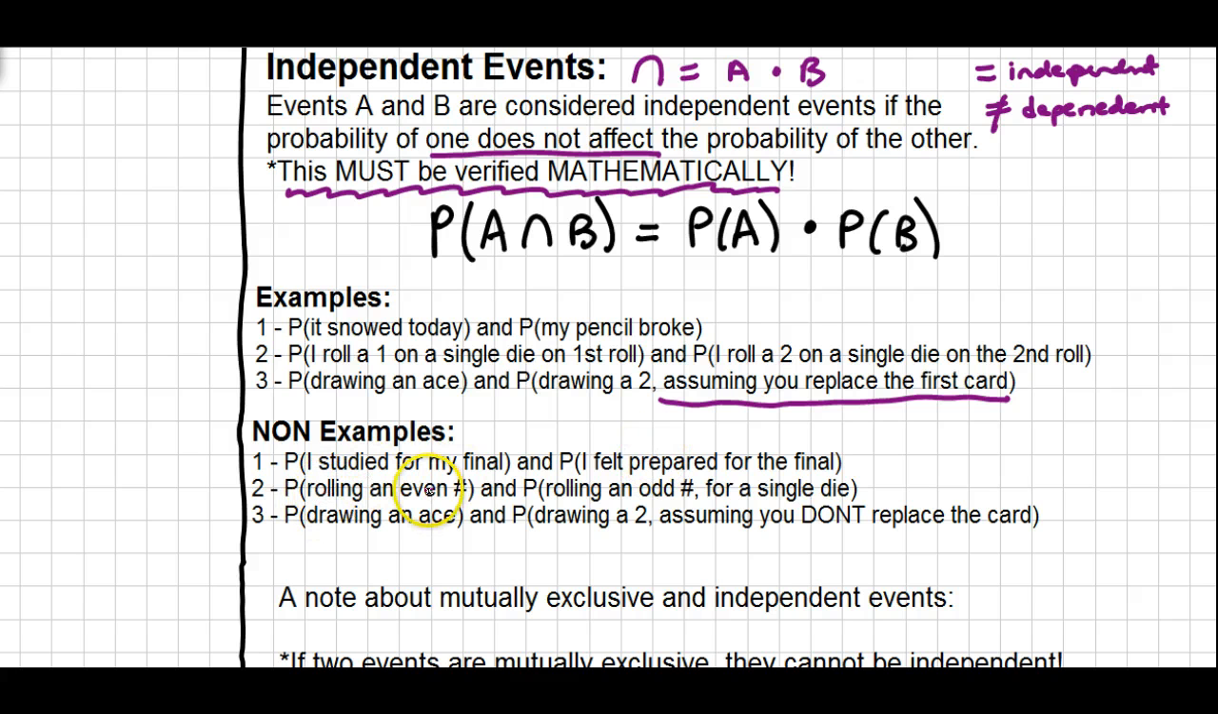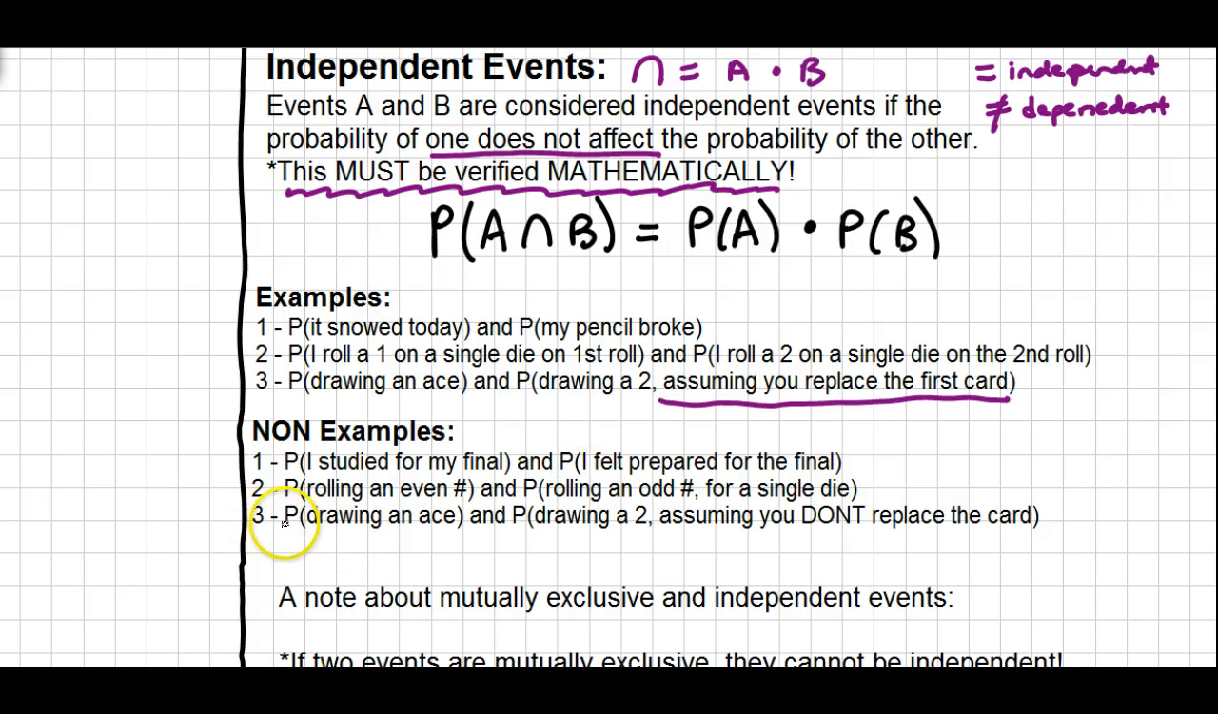When I roll an even number, that means I cannot roll an odd in that roll. If it's even, it can't be odd. So those two events as they are right now do affect each other, because if I roll an even, I can't get an odd on that same roll. So getting an even affects me not getting an odd.